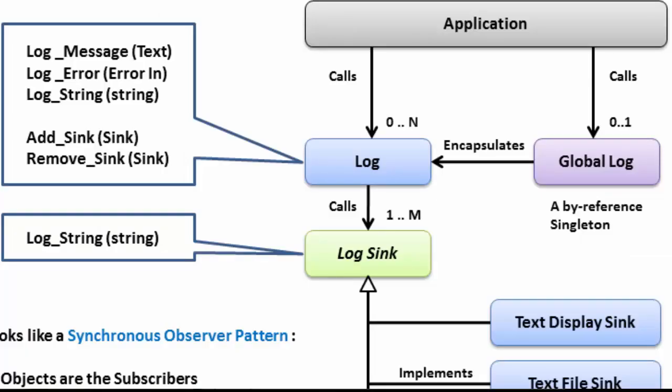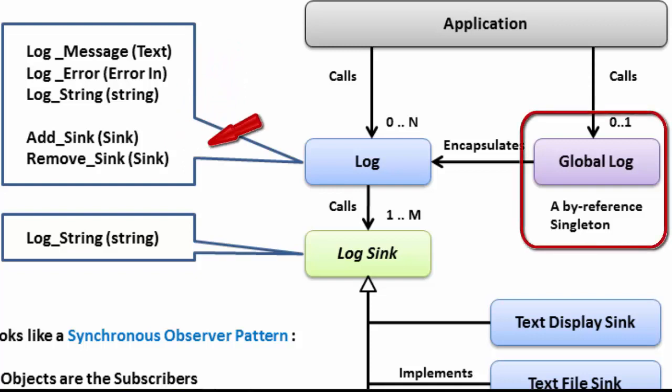This is the structure of the logging library. Again, you have an application. In order to log, it needs to call one of those methods: log message, log error, log string. Message does some formatting and then calls log string. And this is a way to add and remove things at runtime.